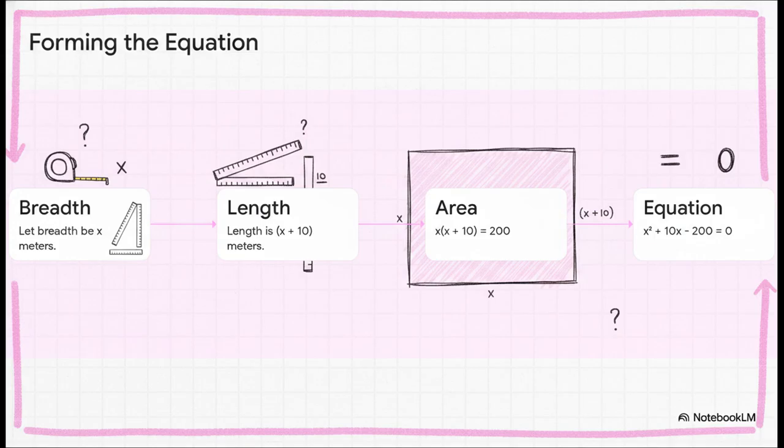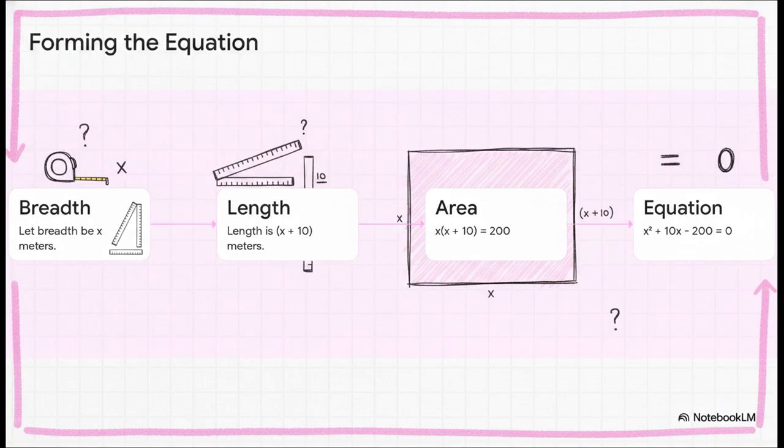Moving to step 2, the problem clearly tells us the length is 10 meters more, so the length naturally becomes x plus 10 meters. Step 3, we all know the formula for the area of a rectangle. It's length multiplied by breadth. Therefore, x multiplied by x plus 10 gives us the total area, which is 200.